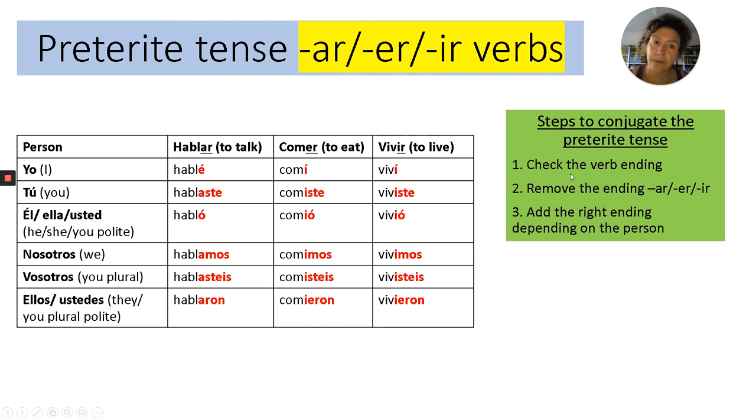And the steps that we're going to follow are the two that we have mentioned before. But before that, I'm going to add a new step, because now we've got all the three endings, all the verbs together. So the first thing that we need to check is the verb ending. So look at it, is it an AR verb, is it an ER verb, is it an IR verb? Because that way you know exactly what column you need to look at. Okay, let's do a little bit of practice. So check the verb ending, then remove the ending, AR, ER, or IR, and then we're going to add the right ending depending on the person.